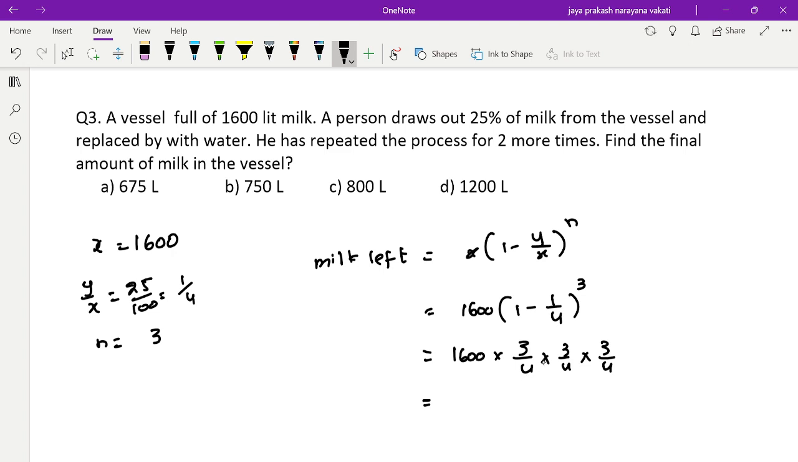So you'll be getting the answer. How many times will it cancel out? 4 into 4 is 16. 1600 will cancel out as 100 times. And it is 3 times 3 times 3, 3 cube is 27, times 100 by 4. So you'll be getting 675 liters, which is our first option.